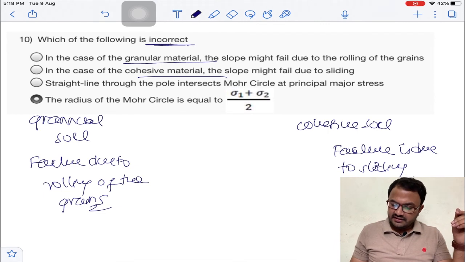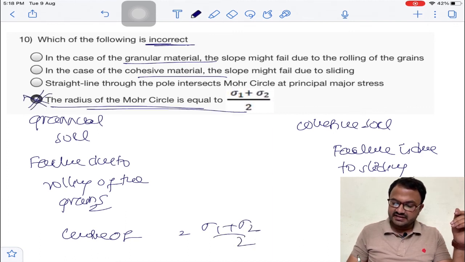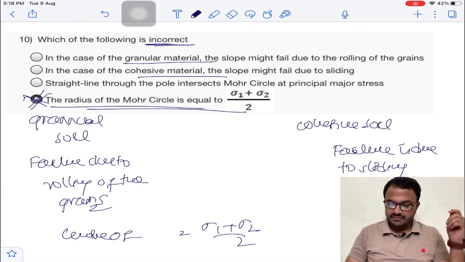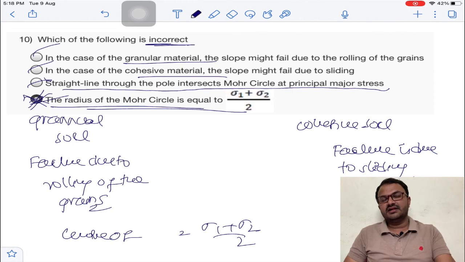Okay, and obviously the center of Mohr circle is (sigma 1 plus sigma 2) by 2, but he has given it as the radius. This is a wrong statement. And coming to the third statement, a straight line passing through the pole intersects the Mohr circle at the principal planes. Yeah, these three are correct statements. So for question number 10, D is the answer.